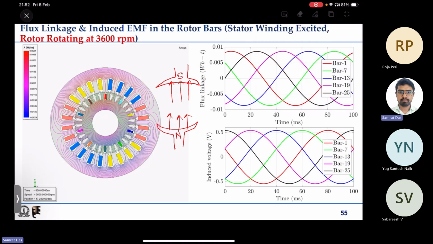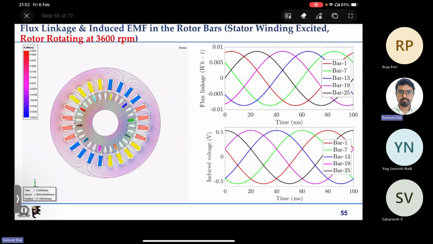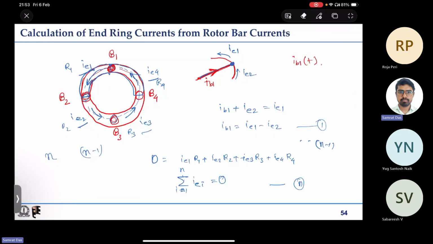So let us take this case and see what happens. In this case, we are looking at the exact same scenario. We are making the rotor rotate at 3600 rpm, which is more than the speed of the stator magnetic field, right? And we are looking at the flux linkage and induced EMF in the rotor bars. First we will look at the animation where the rotor is also rotating and the stator field is also rotating. So I'll start that.